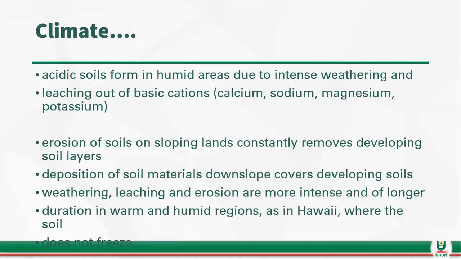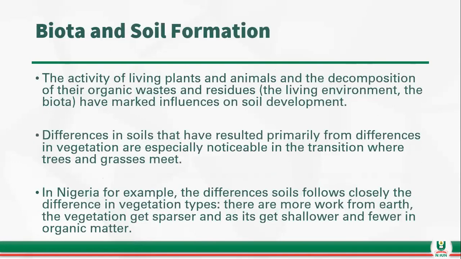Erosion of soil on sloping lands constantly removes developing soil layers. The deposition of soil material downslope covers developing soils. Also, weathering, leaching, and erosion are more intense and of longer duration in warm and humid regions, especially as in Hawaii, where soil does not exist.